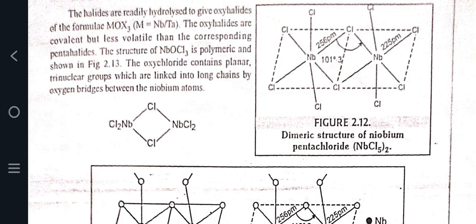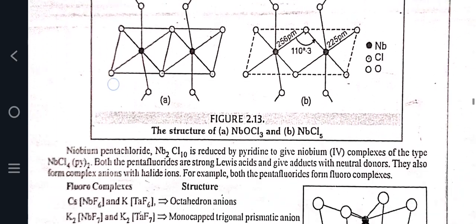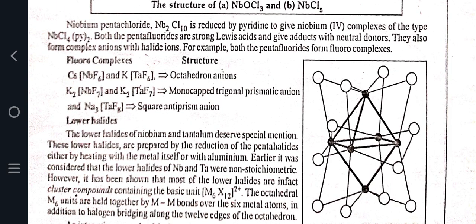The oxohalides are covalent but less volatile than the corresponding pentavalent halides. The structure of NbOCl3 is polymeric and shown in figure 2.13. The oxychloride contains planar trinuclear groups which are linked into long chains by oxygen bridging between the niobium atoms. Niobium pentachloride Nb2Cl10 is reduced by pyridine to give niobium(IV) complexes of the type NbCl4(pyridine)2.